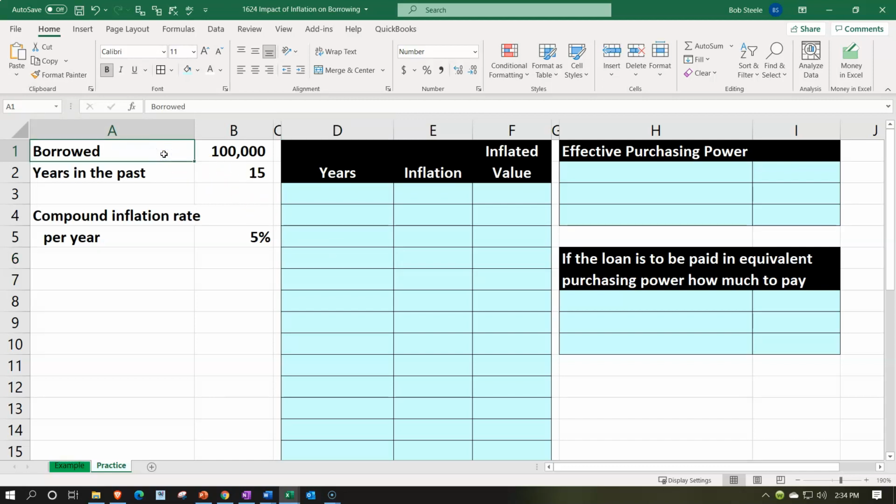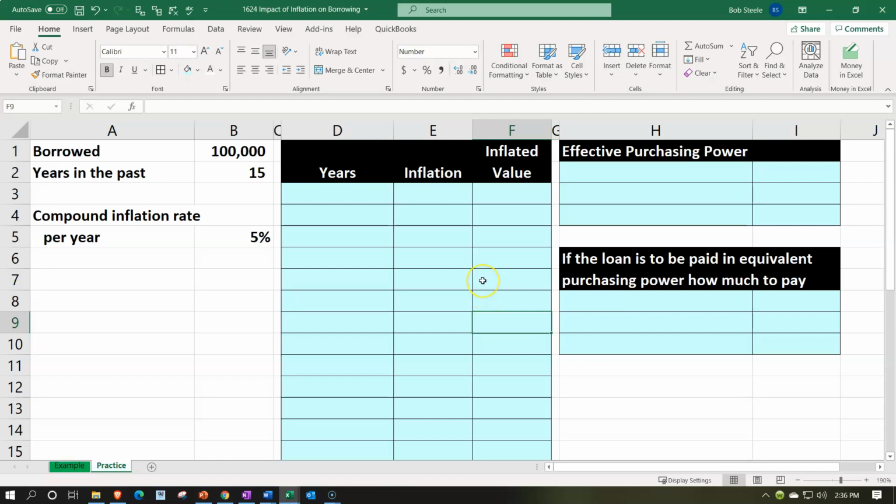The scenario being, we borrowed in the past, we're going to say 15 years ago, $100,000, and there's a compounded inflation rate, a yearly rate that we're going to say is 5%. So we're estimating that inflation has been going up on average 5% over the 15 years of the borrowing. We're going to think about the impact on the effective purchasing power, and imagine the situation if we had to pay back the loan with the same purchasing power of dollars, how many dollars would we have to be paying off at the end of the time period?